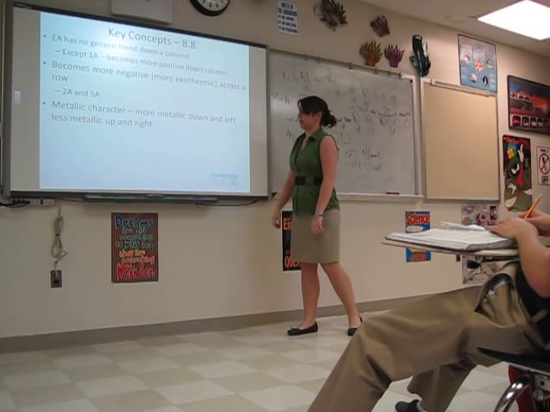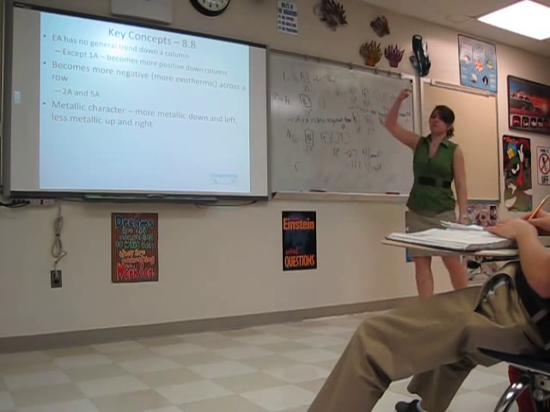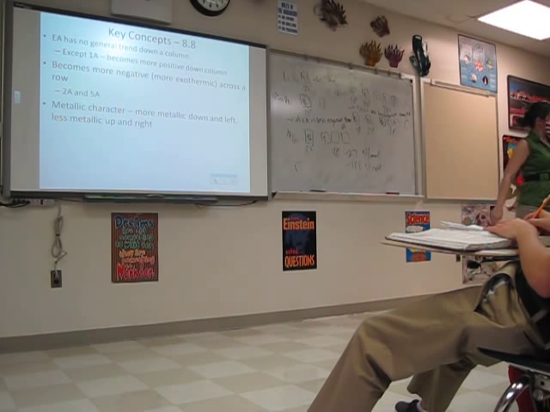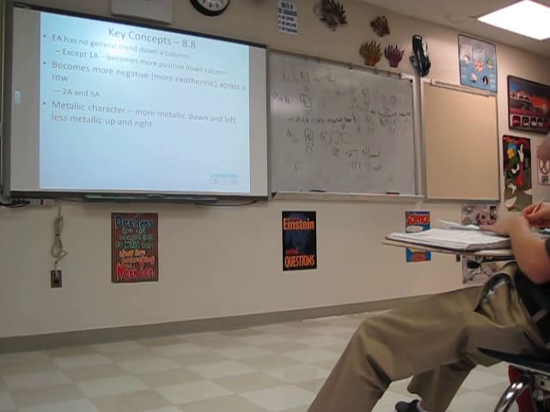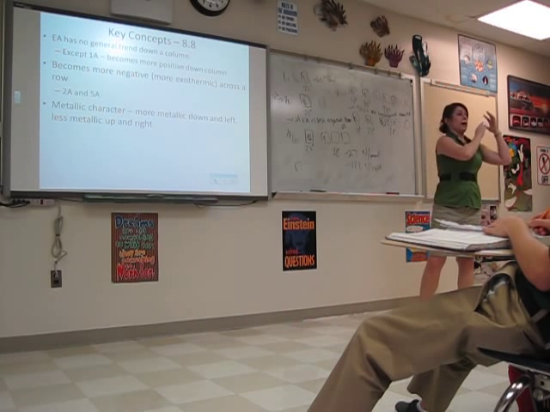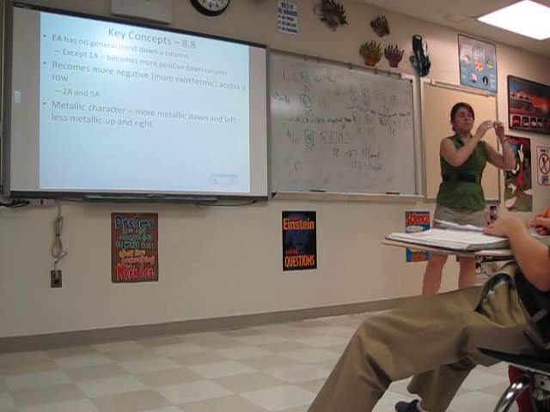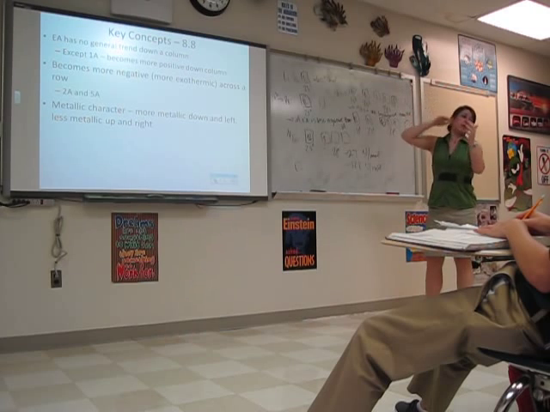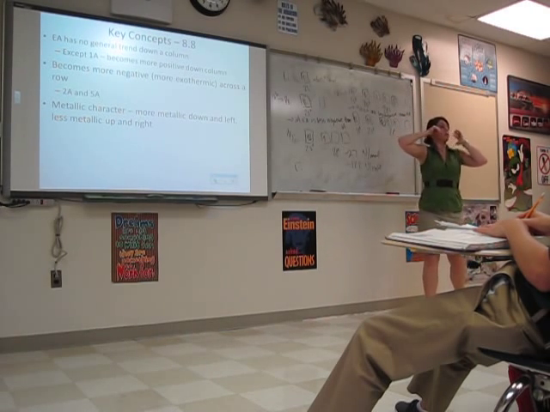Okay, and then we have metallic character, which makes a little bit more sense. Down and left, more metallic; up and right, less metallic, because of all of the other things we talked about. Metals lose electrons easily. All of the things with lower ionization energy are to the left and down, so those are more metallic. Non-metals gain electrons. The ones with the most negative electron affinity are up and to the right.